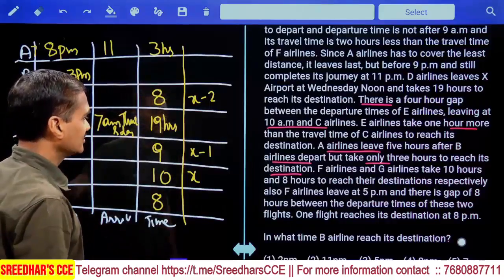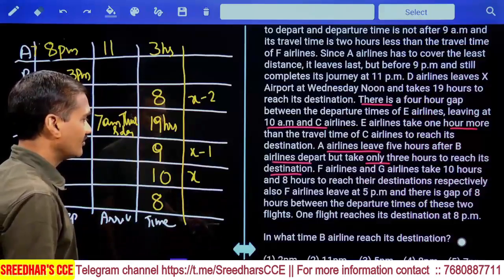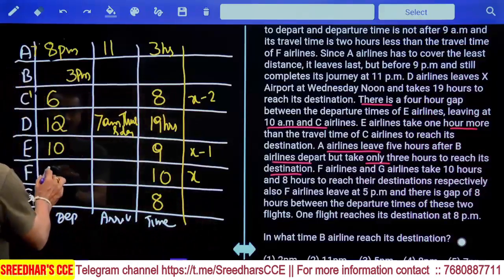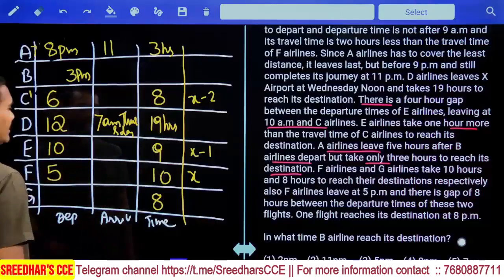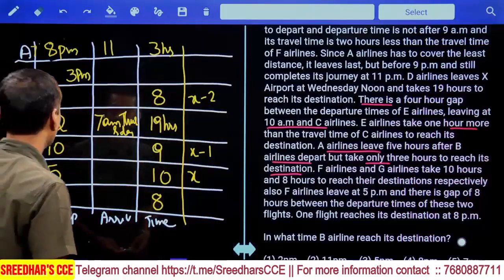F and G airlines take 10 hours and 8 hours to reach their destination respectively. Also F airlines leave at 5 pm. F airlines leaves at 5 pm and it is taking a 10-hour journey. As it is taking a 10-hour journey, now here.